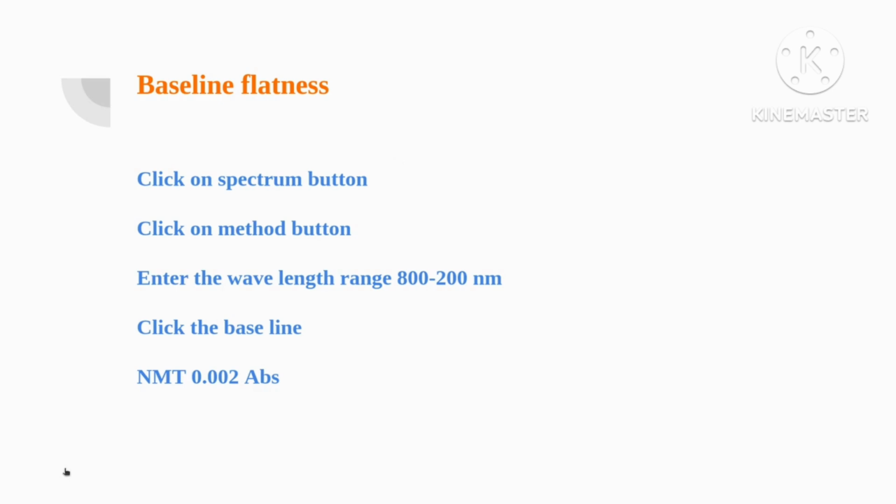Wait for the baseline correction to be completed. Start the scan by clicking on Start with air in the sample cells. Print the spectrum obtained and compare the baseline flatness to the specification. The specification should be not more than 0.002 absorbance.